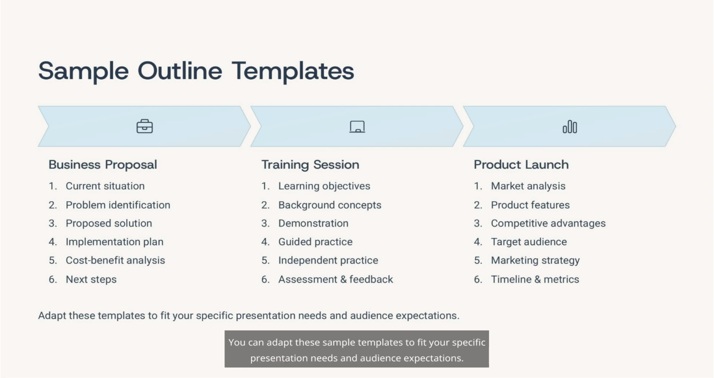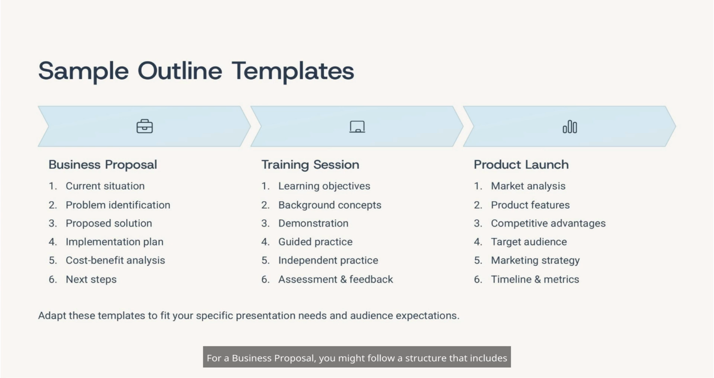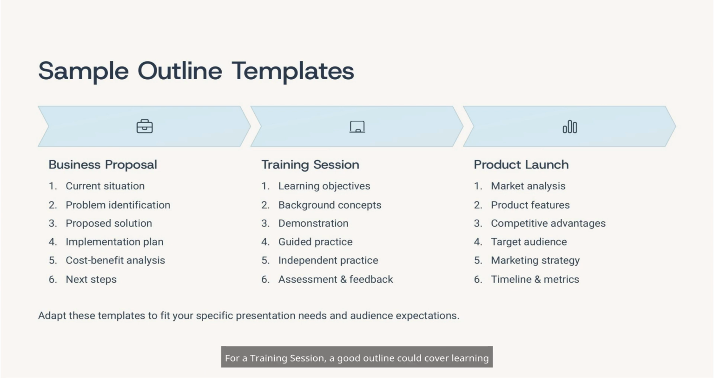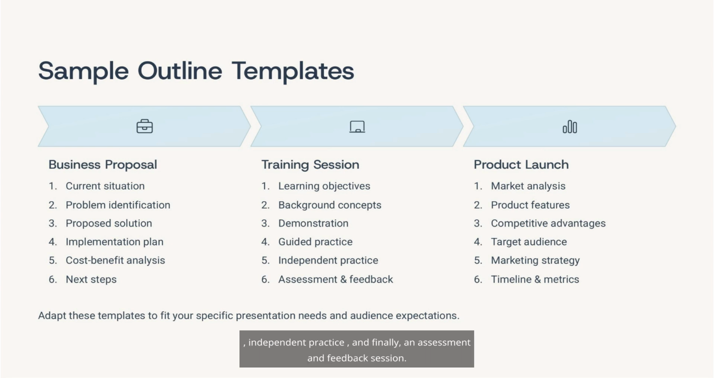You can adapt these sample templates to fit your specific presentation needs and audience expectations. For a business proposal, you might follow a structure that includes the current situation, problem identification, a proposed solution, an implementation plan, a cost-benefit analysis, and next steps. For a training session, a good outline could cover learning objectives, background concepts, a demonstration, guided practice, independent practice, and finally, an assessment and feedback session.